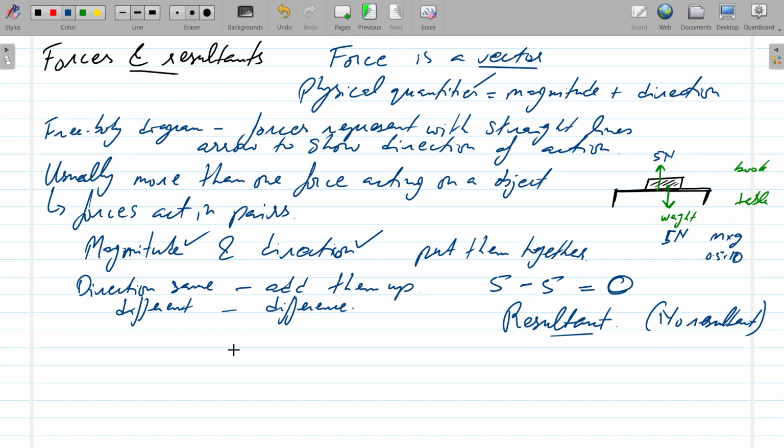Are you following along? Yes, sir. Okay. So there's no resultant. And when there is no resultant, there is no movement. And in this case, the forces are called balanced forces, because they're balancing each other out.